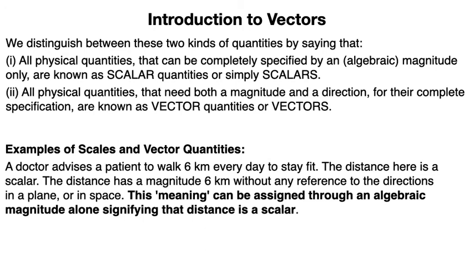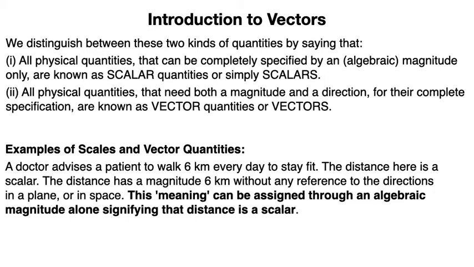Examples of scalars and vectors. Now see, this is interesting. This will clearly help you distinguish between a quantity with only magnitude and one with both magnitude and direction, and the advantage of adding direction. A doctor advises a patient to walk 6 kilometers each day to stay fit. The distance here is a scalar. The doctor is not specifying the direction or the route to be taken by the patient. He is just advised to walk 6 kilometers, maybe in a park, maybe in a market or elsewhere.